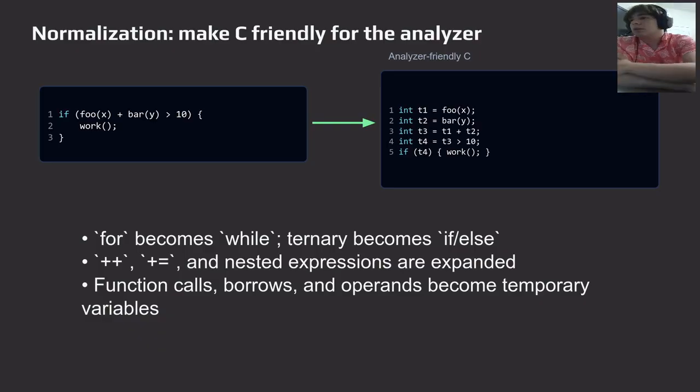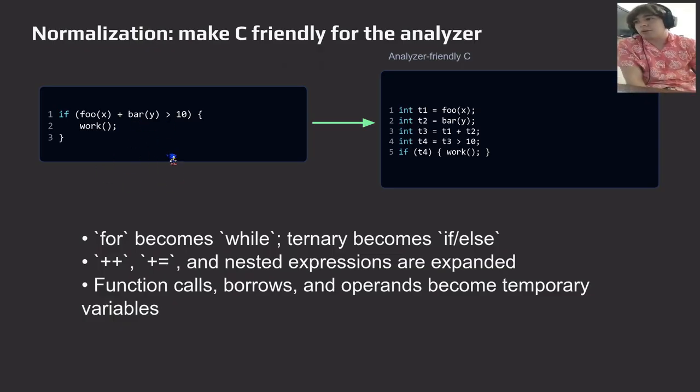Anyways, there are a couple of different ways that they achieve this. The main thing they do is make the C source code friendlier for the analyzer. So maybe for a human, this might be pretty easy to understand. Like if this function result plus this function result is greater than 10, then it doesn't work.